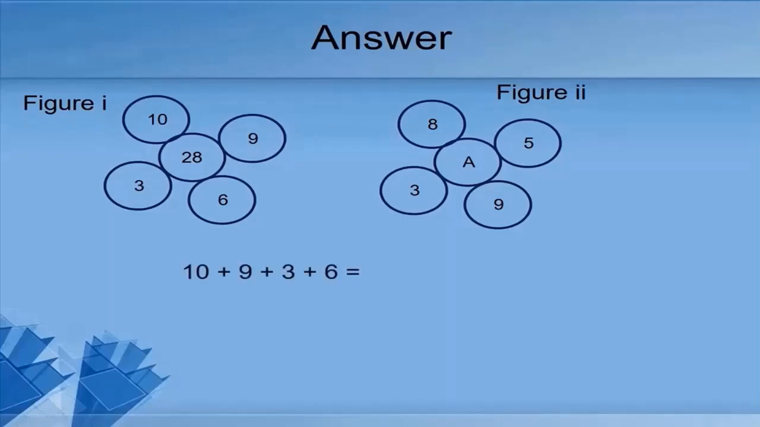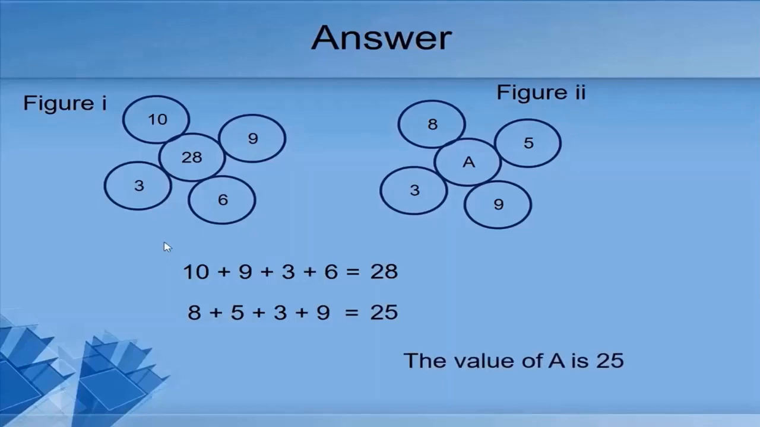So 10 plus 9 is equal to 19. 19 plus 3 is equal to 22. 22 plus 6 is equal to 28. Here it has come 28, so it is correct. Now let us do the same with figure 2. 8 plus 5 is equal to 13. 13 plus 3 is equal to 16. 16 plus 9 is equal to 25. So the value of A here is 25.